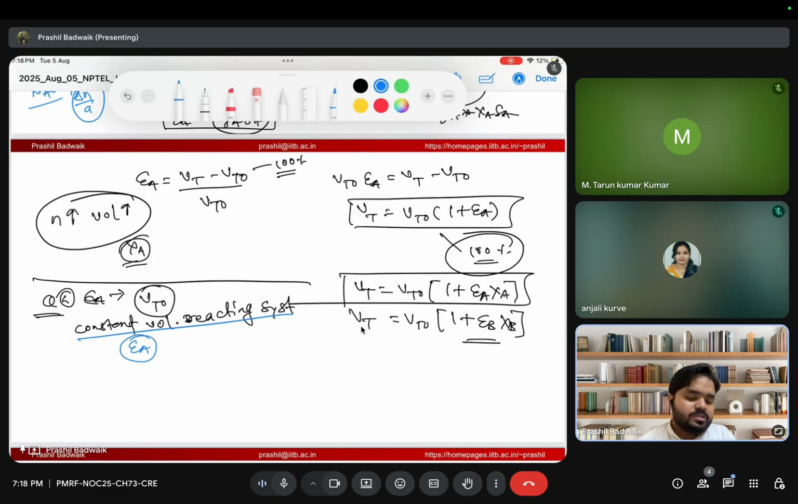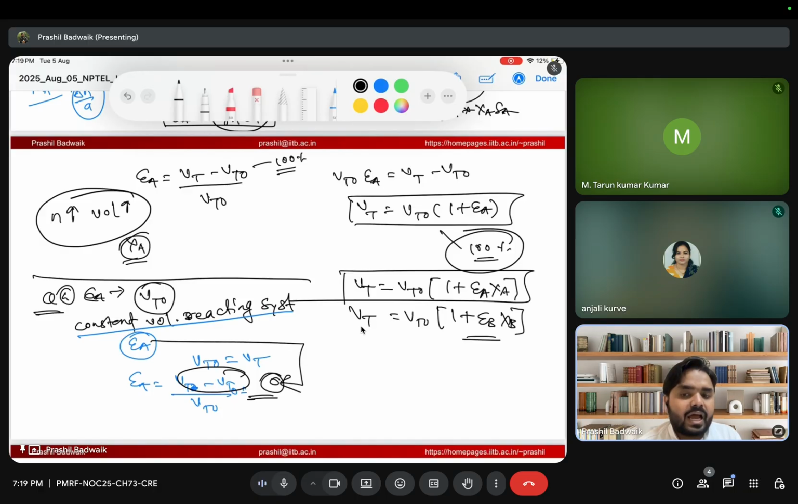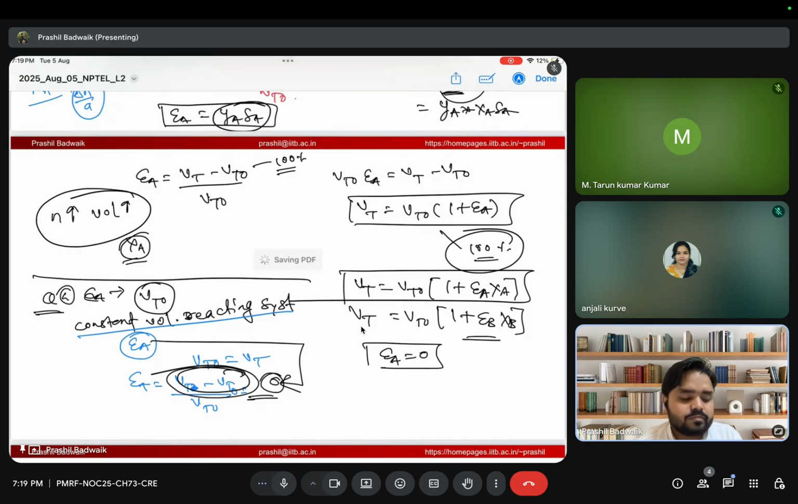So we know volume is constant, that means Vt naught is equal to Vt, hence epsilon A is equal to Vt naught minus Vt divided by Vt naught, right? And hence you should get zero value. That means a zero value of epsilon signifies that volume has not changed. So epsilon A is equal to 0, that suggests a constant volume reacting system.